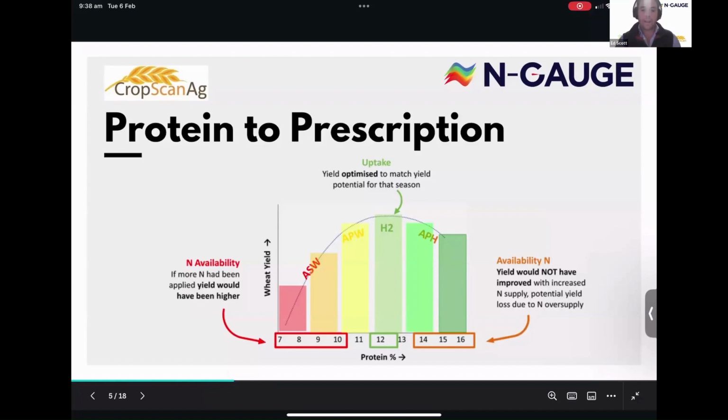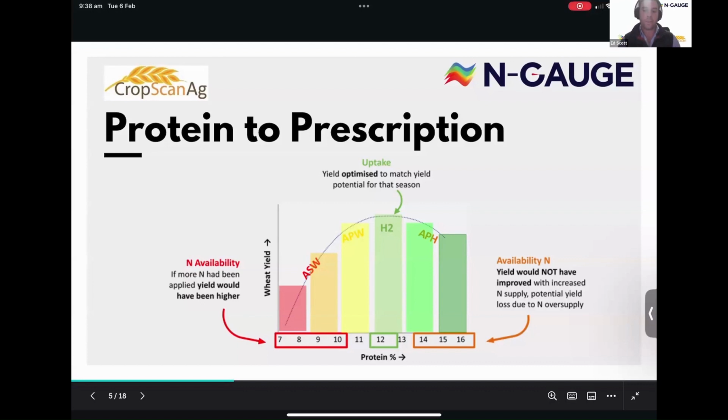So when we analyze a field, we want to be seeing what sort of spread of protein is in a field. Are you ranging from 8 to 13%? Are you 8 to 10%? How wide is that variation across the field? And essentially, the wider the variation, the more opportunity there is.